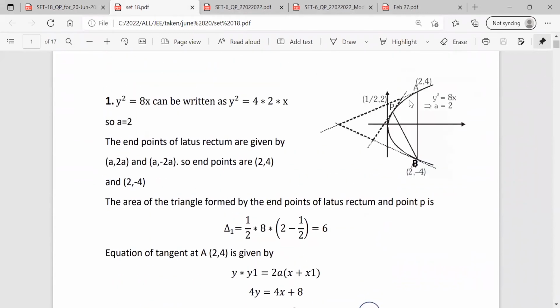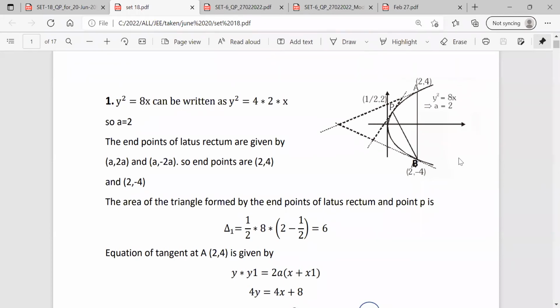Yeah. So just have a look at the figure here that is about what is given in the question. So here we have the parabola, and the equation of the parabola is given as y square equal to 8x. So we know the general format, right? That is y square is equal to 4ax. So we can simply find out what is the value of a. So the value of a becomes 2.